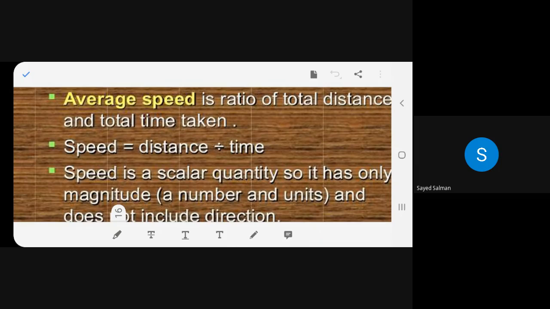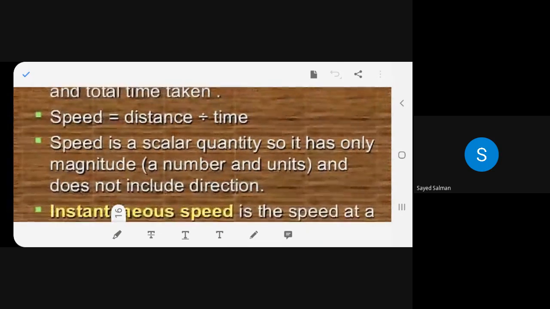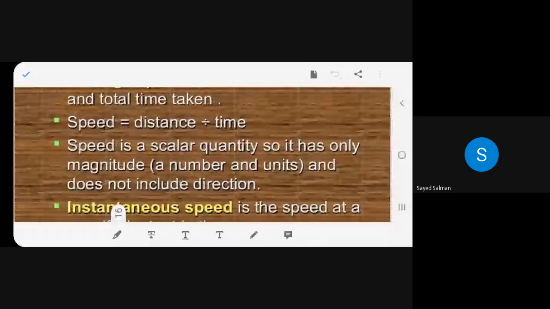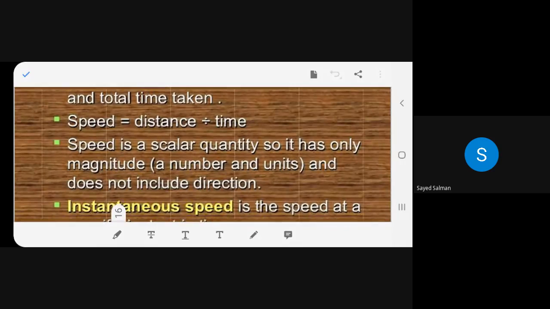Speed is equal to distance plus time. It is not plus. It is divided by time. Divide by time. Good. Speed is a scalar quantity, so it has only a magnitude, a number and unit, and does not include direction, that we have already studied.